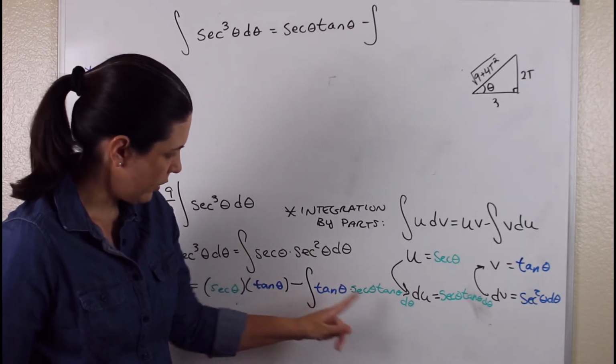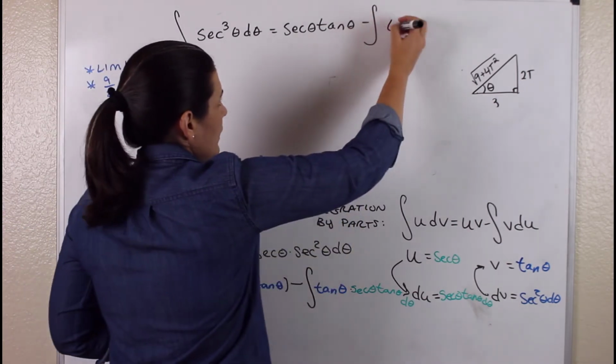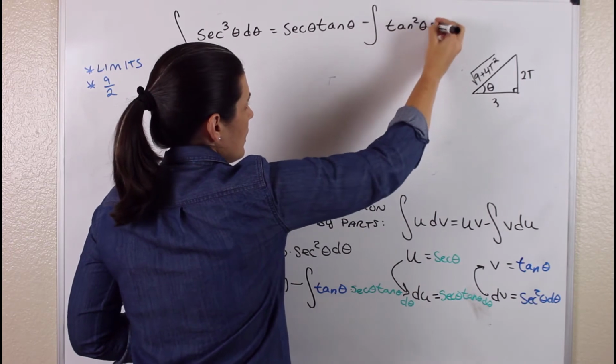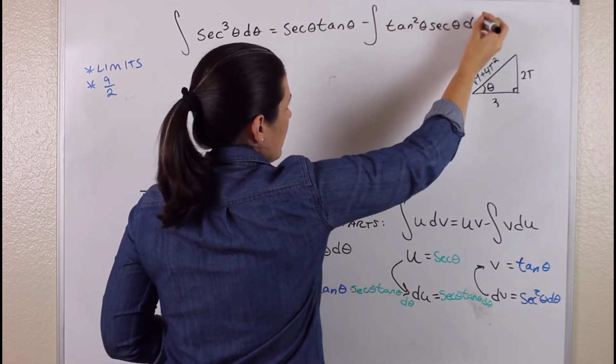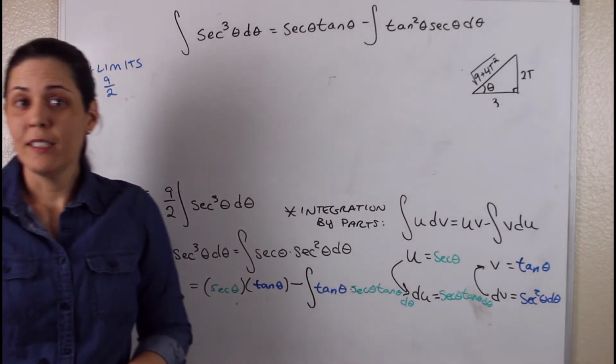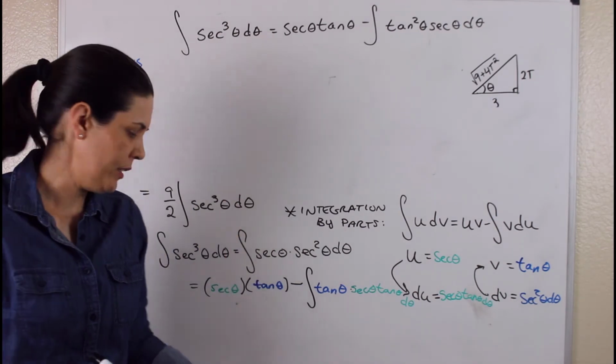So let's put this together. This is the tangent times the secant times the tangent. So that's really tangent squared theta times secant theta d theta. Okay. From here, does it look more manageable? Not in this form, but it actually is.